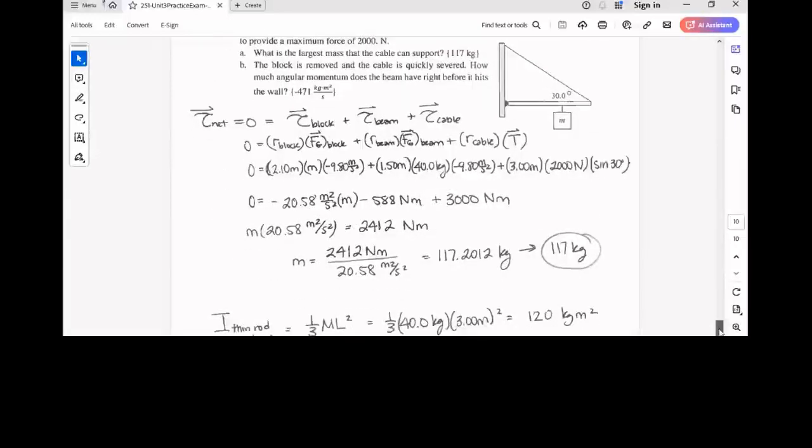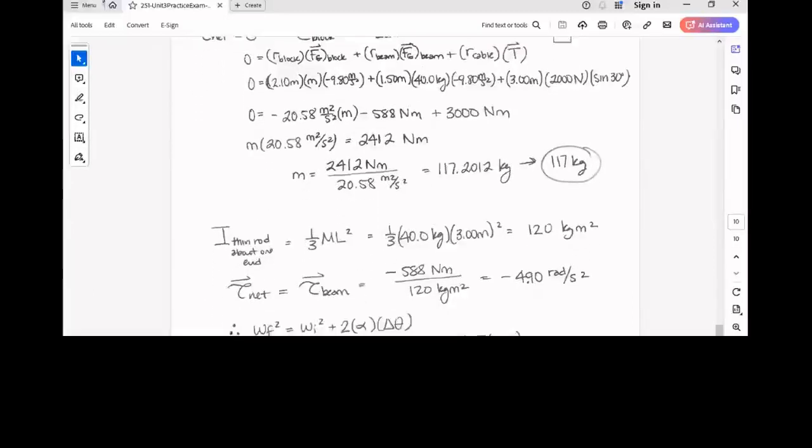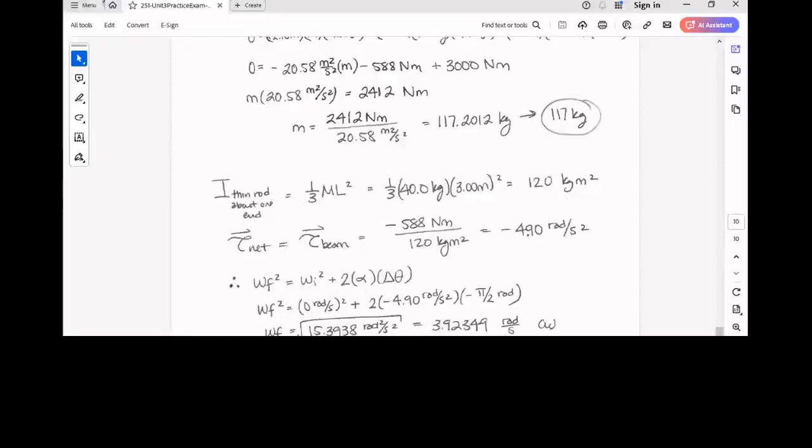Now for part B, there's a little bit of an oversimplification happening here. We're imagining that the block is gone and that we're just considering the gravitational torque about this pivot point if the cable were snipped. In order to figure out how much angular momentum the beam has right before it hits the wall, I would need to know two things. First, the moment of inertia for this beam about one end. I could model it like a thin rod, just as we modeled the meter stick in lecture.